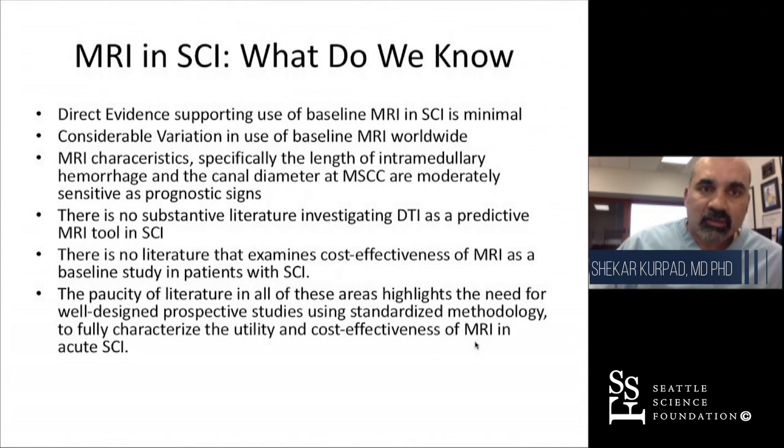So in direct answer to some of those questions, the group met on multiple occasions, reviewed all the available literature, of which there was quite a number of papers, almost 800 manuscripts, and found that direct evidence supporting the use of baseline MRI in spinal cord injury is actually minimal. There was considerable variation in the use of baseline MRI worldwide. MRI characteristics, specifically the length of intramedullary hemorrhage and canal diameter, are moderately sensitive as prognostic signs. There was no substantive literature investigating DTI as a predictive tool in spinal cord injury, which I'm going to talk about a little bit at length later.